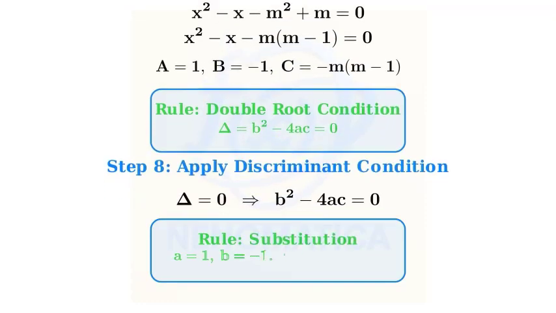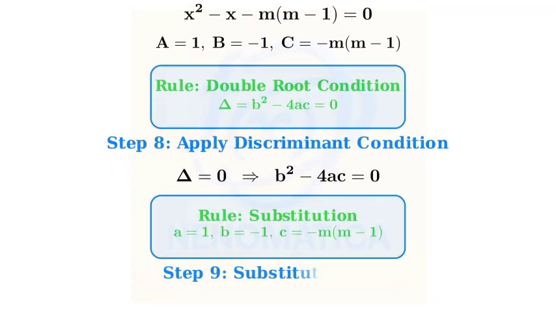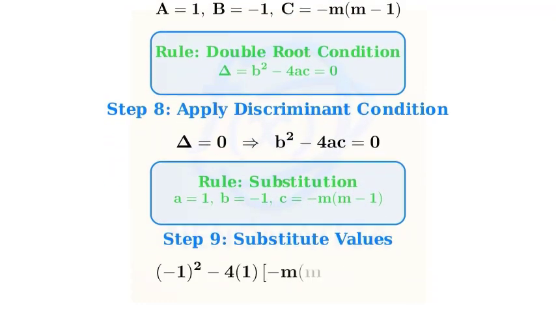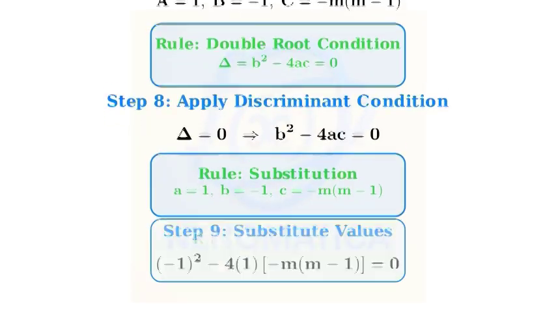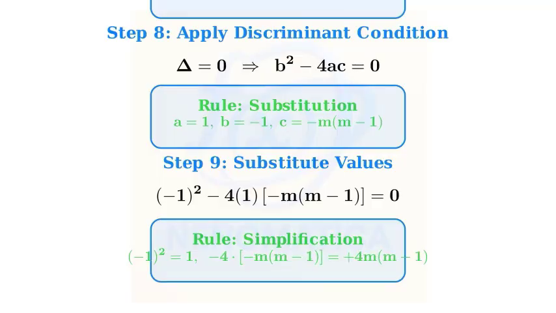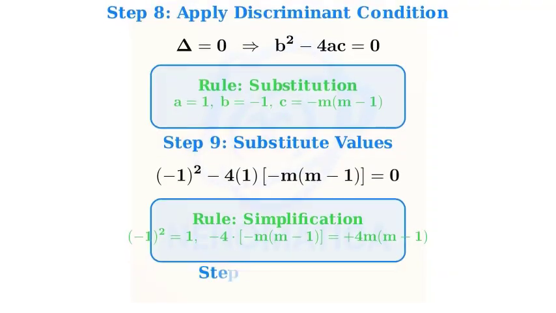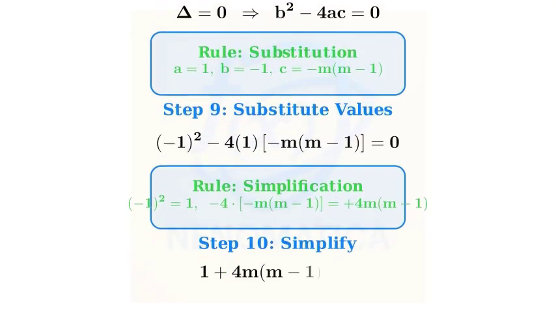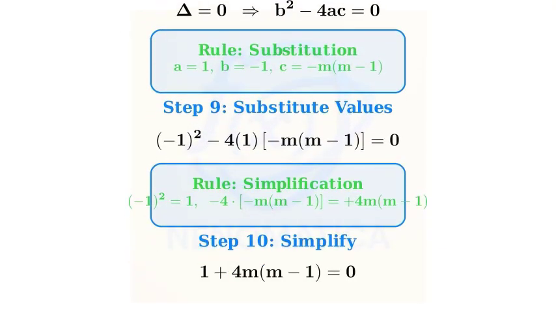This is direct substitution. Compute b squared minus 4ac with these values. Step 10. Simplify the discriminant equation. Negative 1 squared is 1, and minus 4 times a negative becomes plus 4. This yields 1 plus 4m times (m minus 1) equals 0.